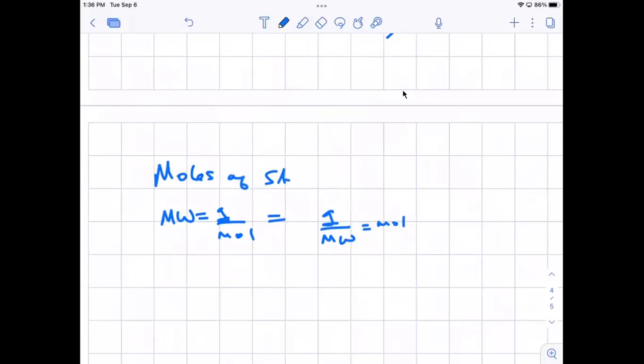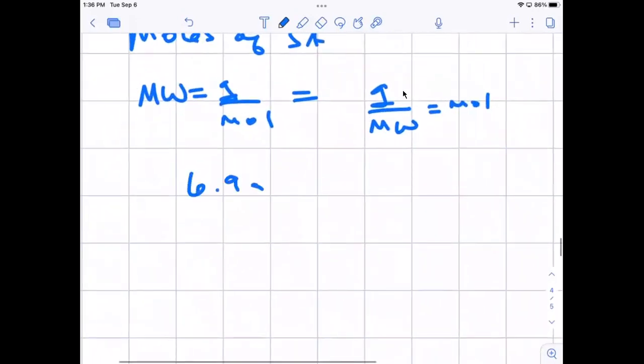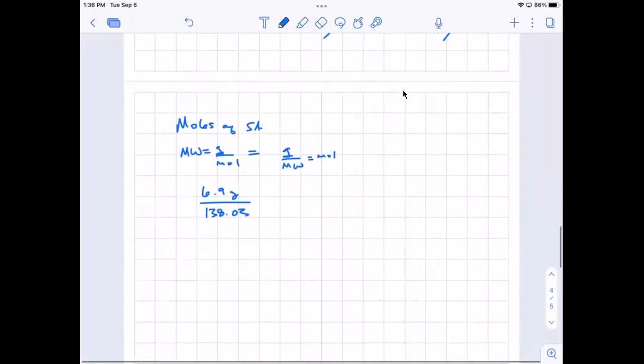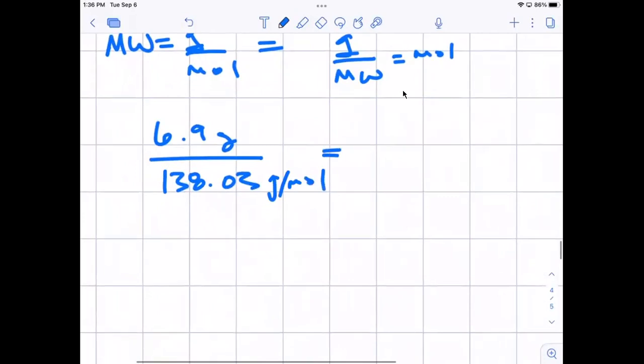That's with anything. If I have the mass and the molar mass or molecular weight, I can find a number of moles, right? So I'm going to take the grams of salicylic acid, which is 6.9 grams, divide that by 138.03, is that right? Yes. Grams per mole. And that's going to give me the number of moles. Somebody help me out. Just go ahead and divide that. Anybody got it yet? I got 0.0499. So let's just round it up. 0.05 moles.